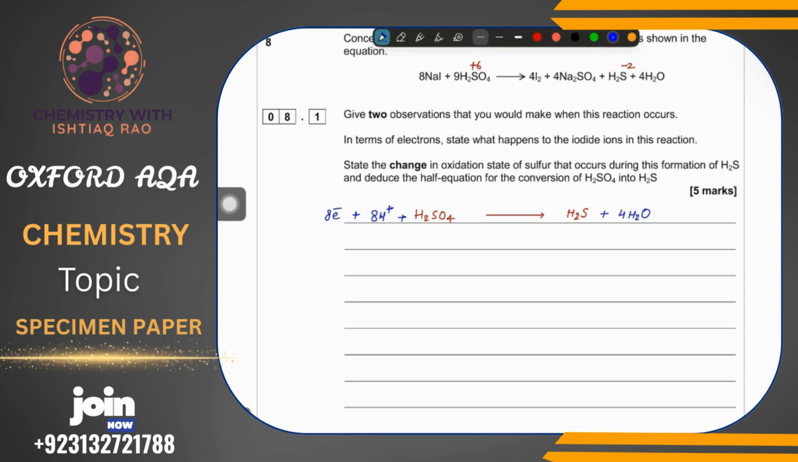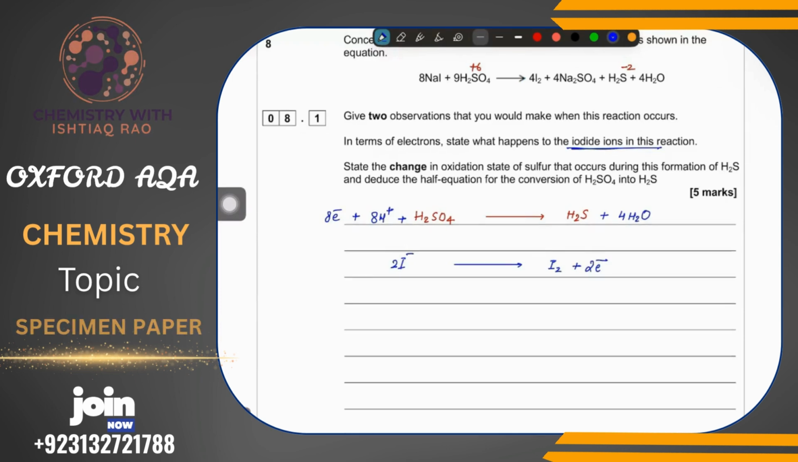Then I'm going to write I minus, iodide ions, into iodine, I2, and I'm supposed to write 2 to balance, and to balance the electrons and charge, I have to write 2 electrons.